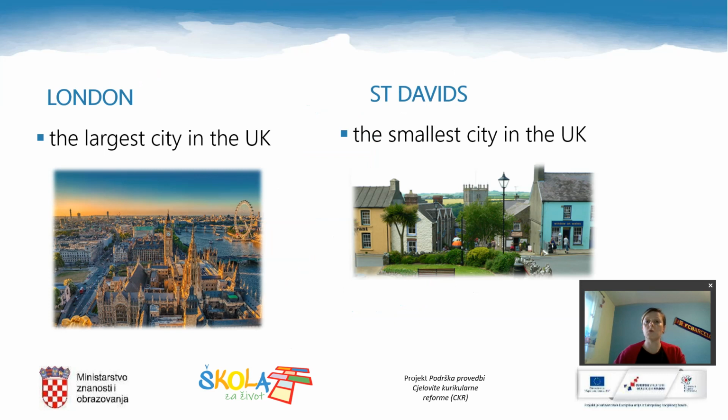And now let's start with the fun facts. London is the largest city in the UK. It has the population of almost 8.9 million people. St. David's, on the other hand, is the smallest city in the UK with a population of just over 1,600 people.